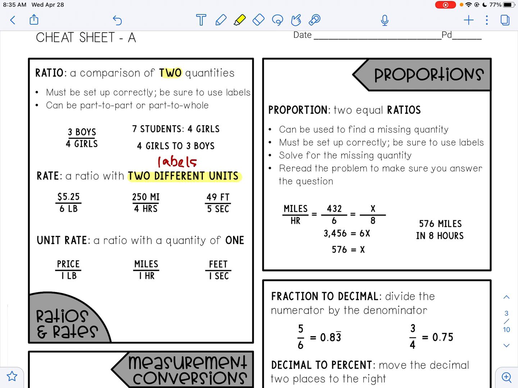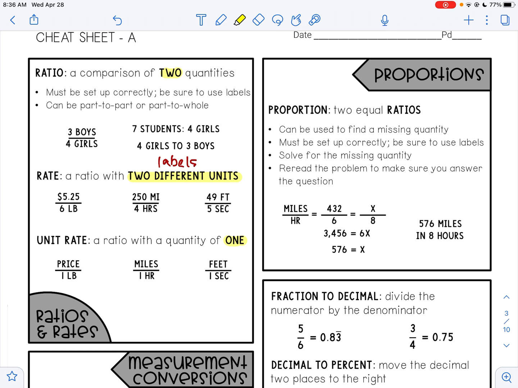And then a unit rate is a ratio with a quantity of 1. So the price per pound, the miles per 1 hour, the feet per 1 second. That would be a unit rate. Hopefully you can think back to that project that we did figuring out the unit rate.